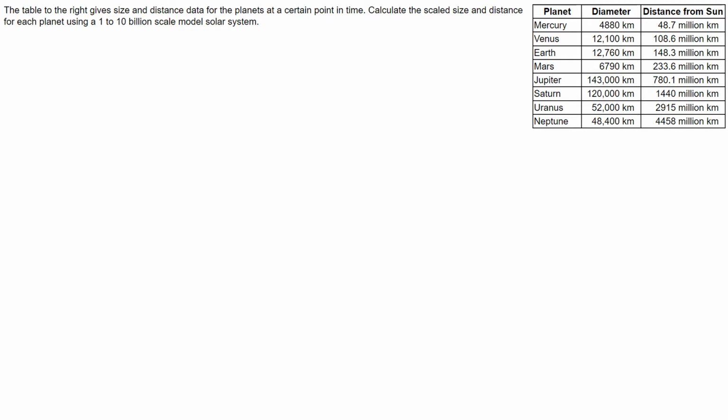So the table to the right gives size and distance data for the planets at a certain point in time. Notice that the diameter and the distance of planets actually changes throughout the year and throughout the decades. So this is just one version of this table that you might see. So calculate the scaled size and distance for each planet, and we're going to scale it down to 1/10 billion of its normal size.